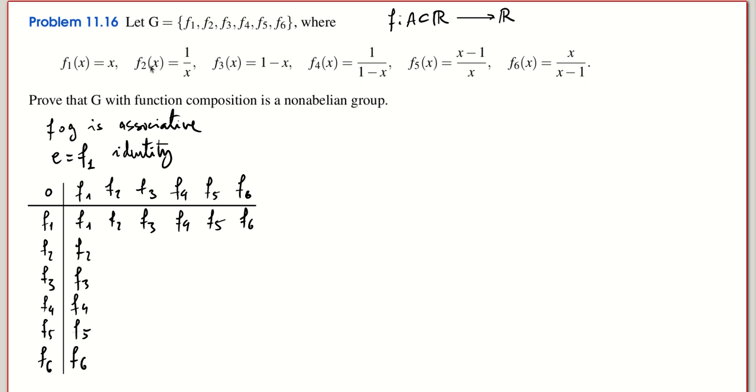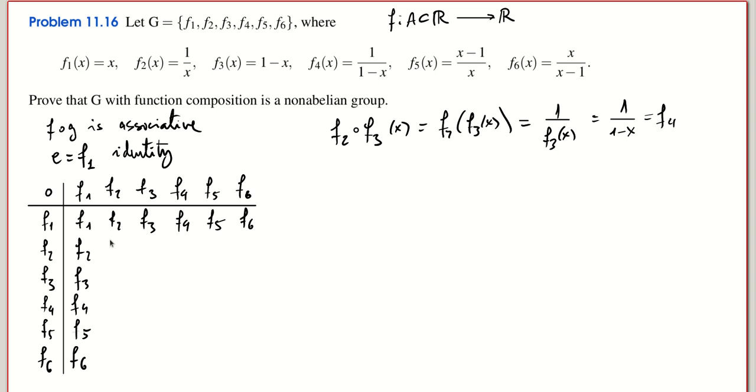So let's do that. Let's compose f2 with f3, right? Okay, so this function is going to be f2 of f3 of x, and that is 1 over f3 of x, because f2 is just 1 over x, and that is 1 over 1 minus x, okay, because that's what f3 is, and that is f4. So in this place we have f4, okay.